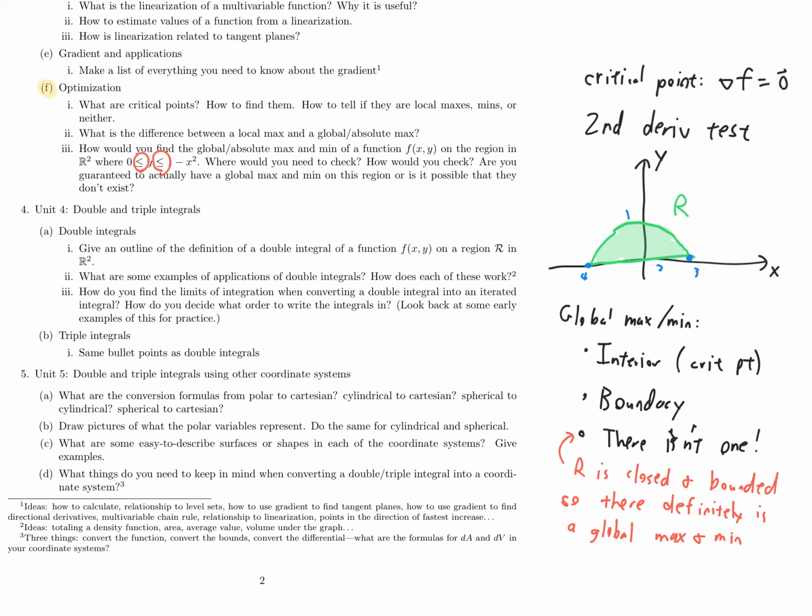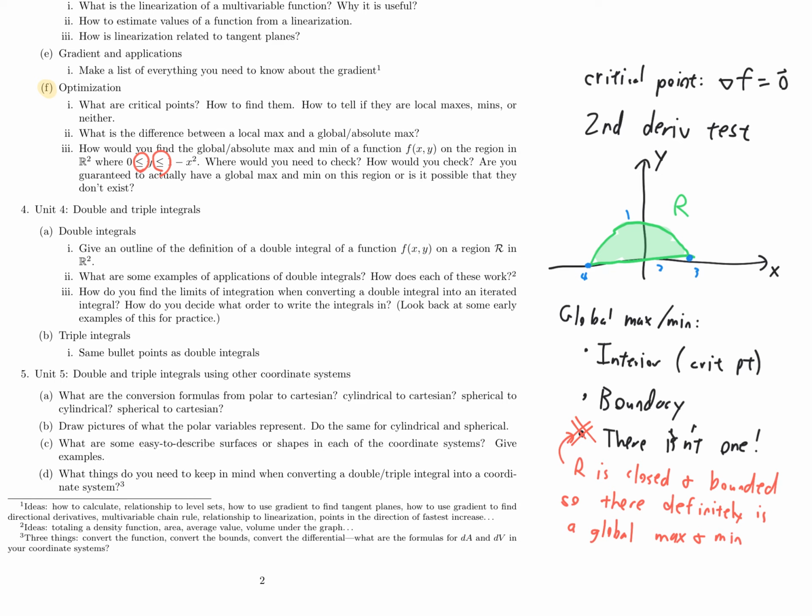So in this example, this one doesn't work. There has to be a global max and a global min, so we'd need to check the interior, that is, look for critical points, and that comes from setting the gradient equal to 0. We could check the boundary, which involves checking the top curve, the bottom curve, and the 2 endpoints. And then the last possibility doesn't happen.